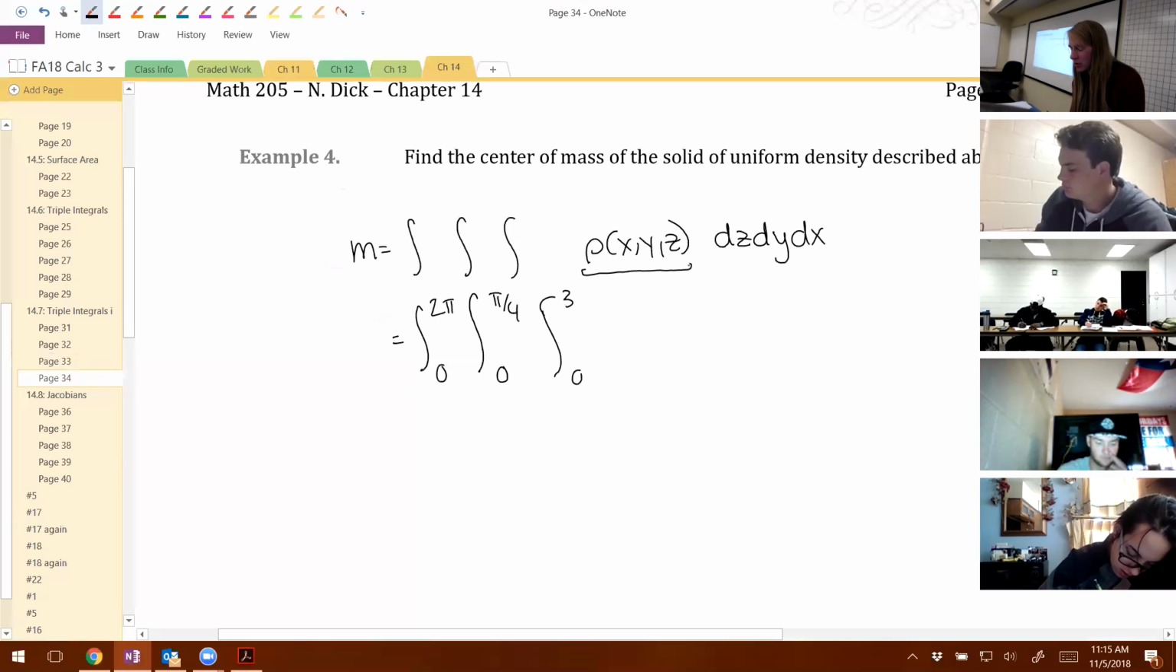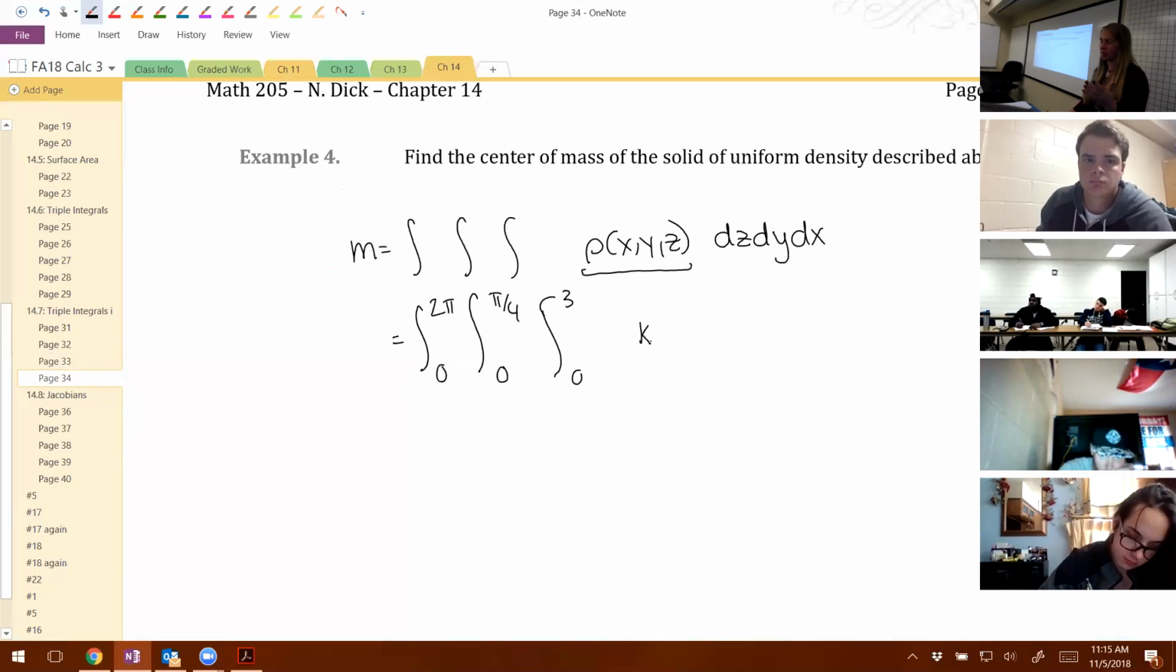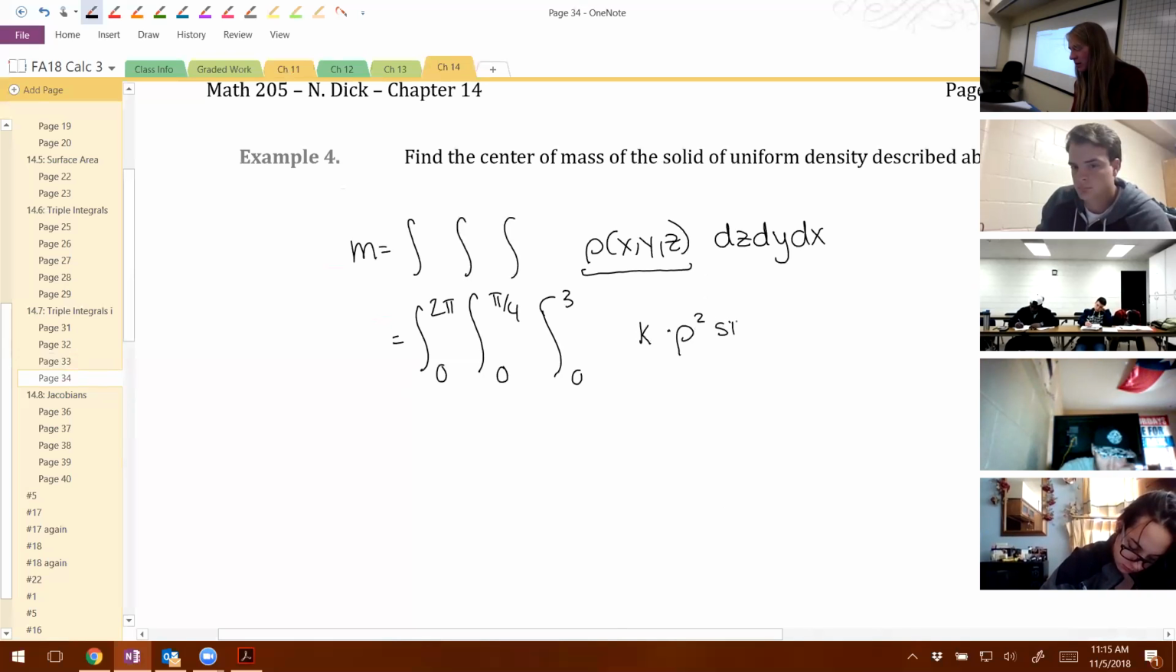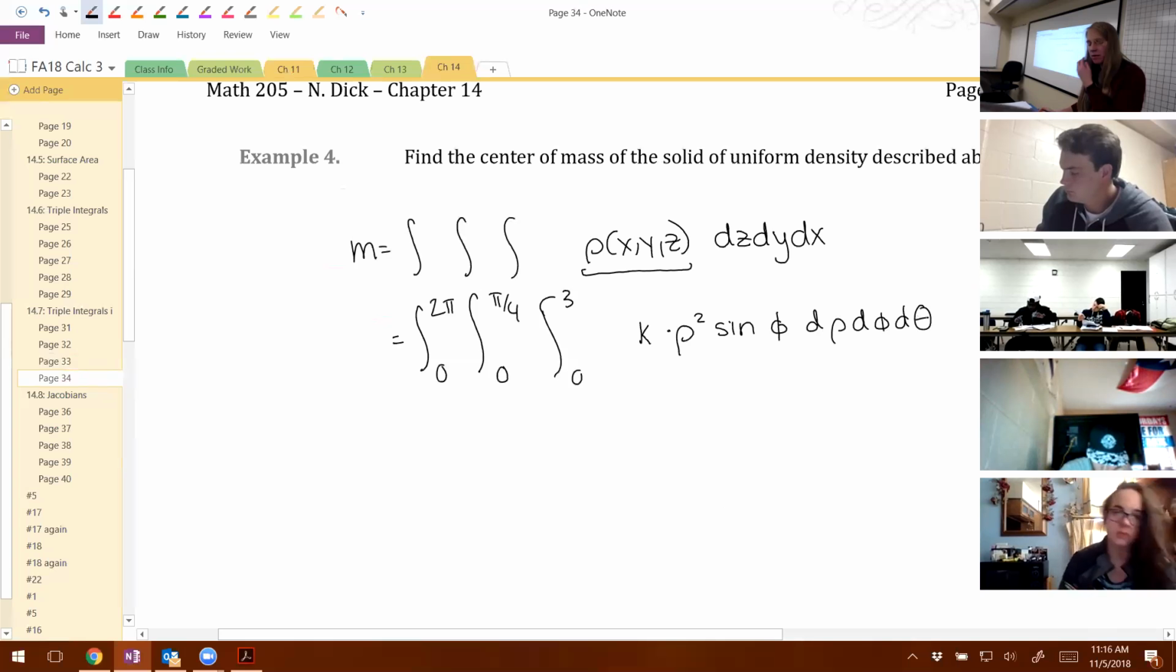But since this is just uniform density, still put some constant in there for it, because you don't know if it's like uniform density of 1 or 10 or something like that. So still put a constant in there for it, but just something. But then yes, like Russell's saying, when we go through and do that conversion, we have to make sure we include that conversion factor. So rho squared sine of phi. Right, yeah. d rho d phi d theta. Now it tells us the total mass of the system.